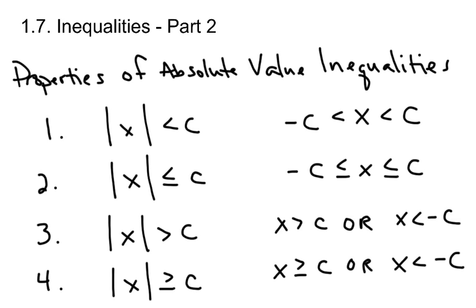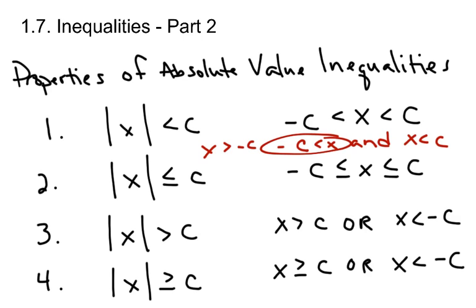The reason they're "and" statements is because the inequality, negative c less than x less than c, is the same thing as negative c is less than x and x is less than c. And remember, this can be written as x is greater than negative c. So basically, when the inequality has a less than or equal to symbol, it's an "and" statement.